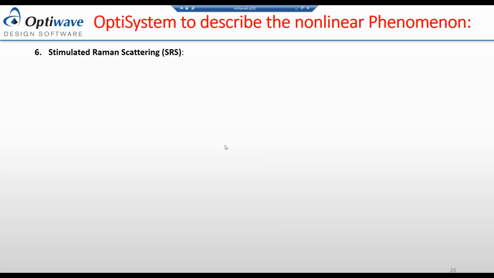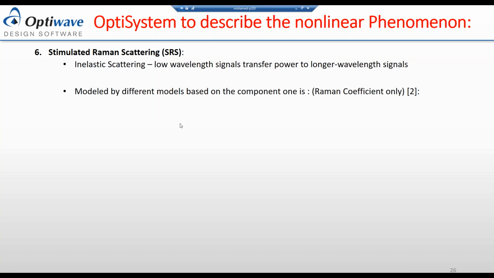Stimulated Raman scattering is some sort of scattering, but in this case, it's an inelastic one. It means there is some variation in the domain itself, and the generated signal is not the same as the source itself. So it's an inelastic scattering where low wavelength signals transfer power to longer wavelengths. It has different effects. One of them is what's called Raman tilt. Raman tilt means, as you will see in the example, the low wavelength signals will transfer power to the longer wavelength signals, and you will see in WDM systems something like a pyramid or something inclined.